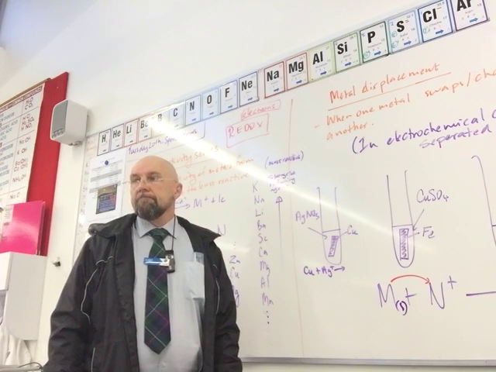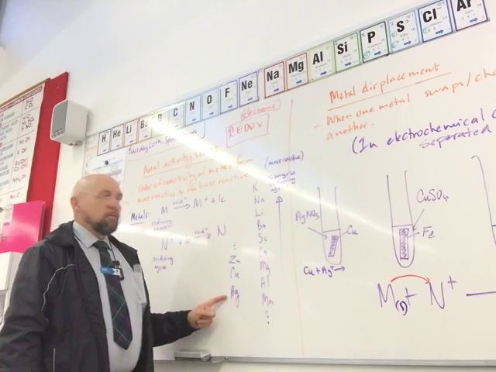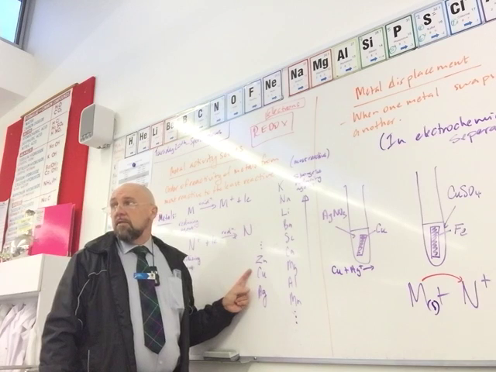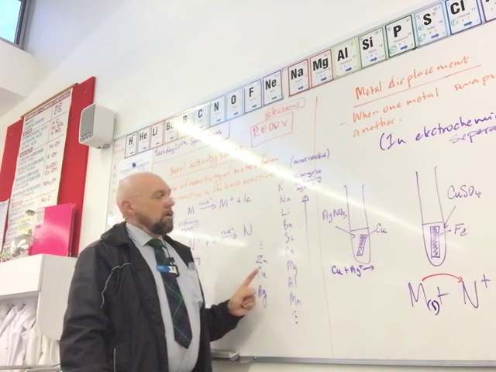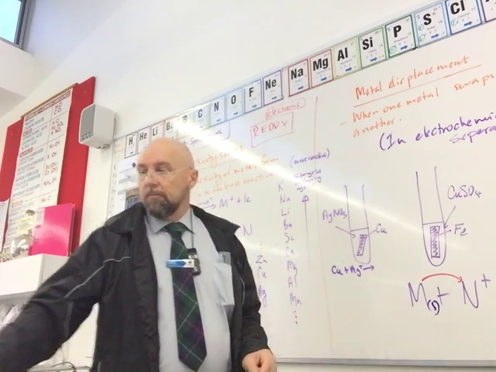How do I work it out? Oh, the activity series. Copper's here, silver's here. Copper is above silver in the activity series of metals. So based on what you just told me, copper should displace silver. Let's have a look.